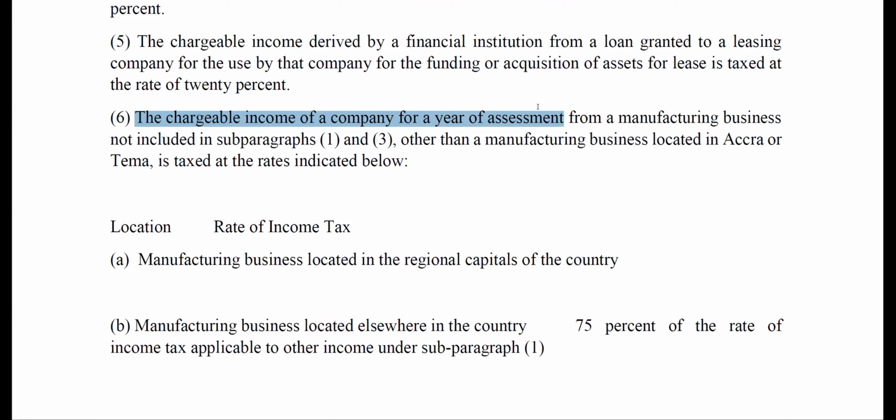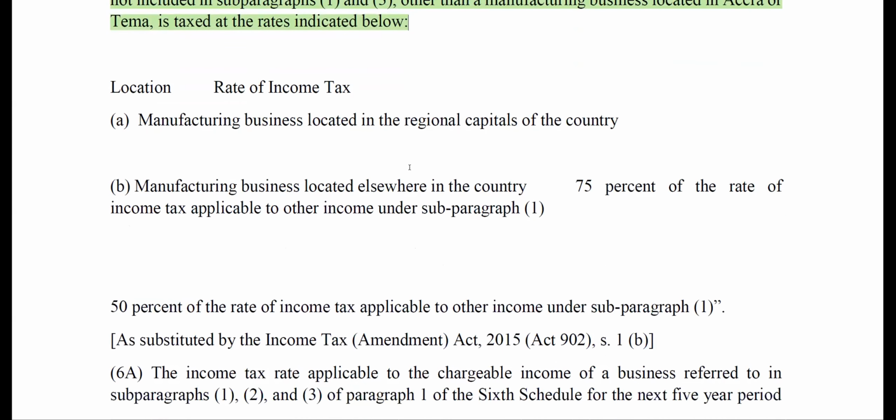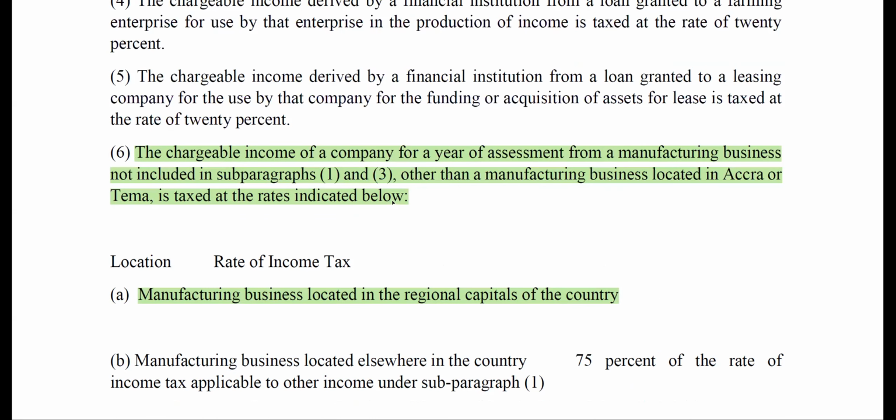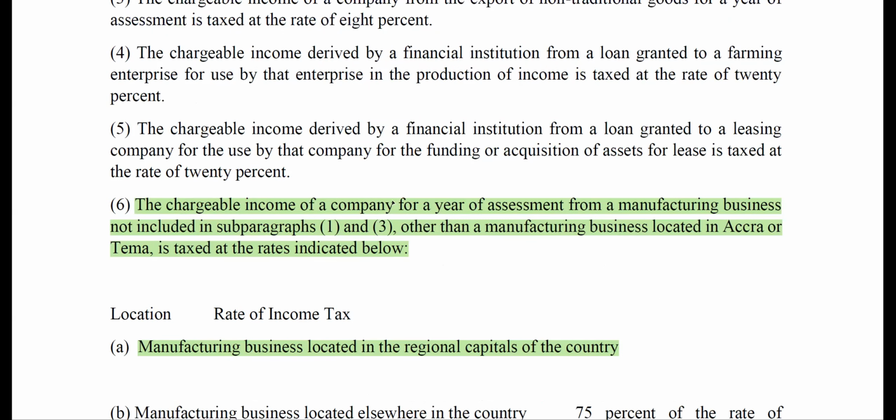The chargeable income of a company for a year of assessment from a manufacturing business, other than a manufacturing business located in Accra and Tema, is taxed at the rates indicated below. So if you are not in Accra and Tema, for manufacturing businesses located in regional capitals you pay 75% of the income tax rate, and for those located elsewhere in the country, you pay 50% of the tax. It means that if you are located in Accra and Tema, you pay the normal tax that every company pays. But if you are located in regional capitals, you pay 75% of the original tax, which is the 25%. And when you are located elsewhere in the country, you pay 50% of the tax. Do you understand what I'm trying to say?